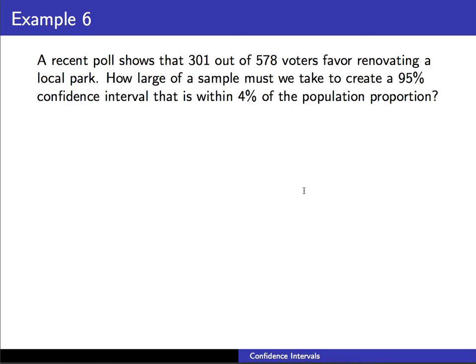So, all right, example 6, a recent poll shows that 301 out of 578 voters favor renovating a local park. How large of a sample must we take in order to create a 95% confidence interval that is within 4% of the population proportion? So in our last video, I believe we used 98%. I can't remember off the top of my head. But our probability of success, 301 out of 578, is 0.521.